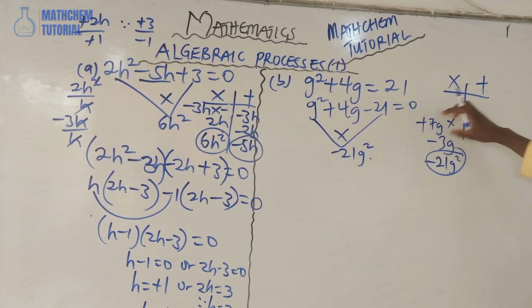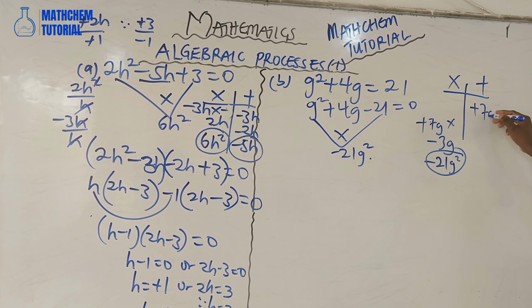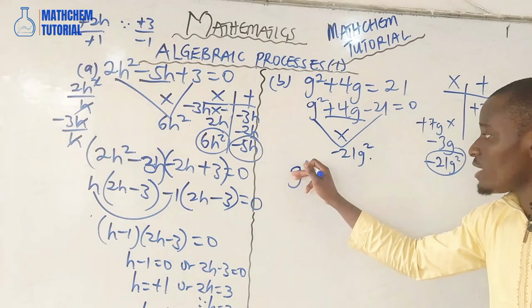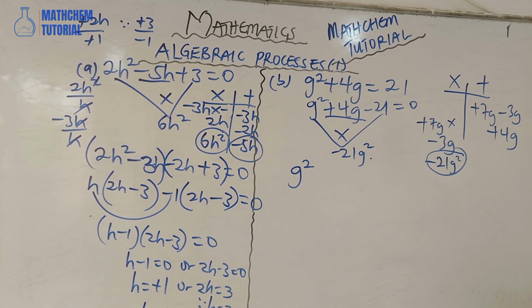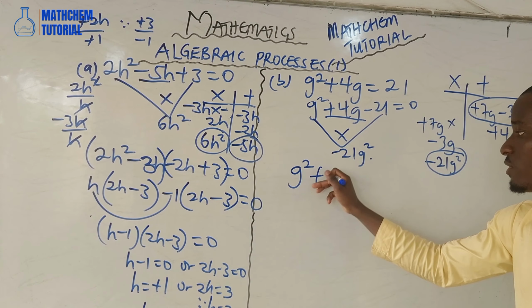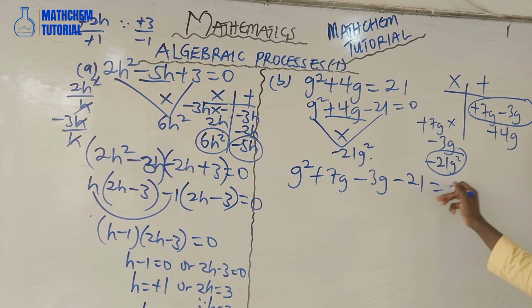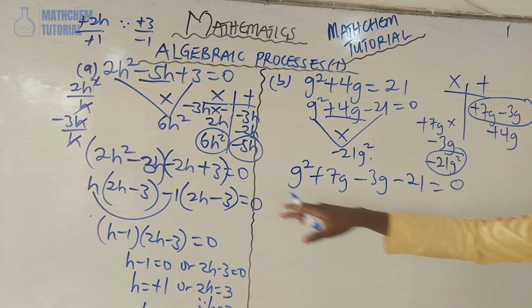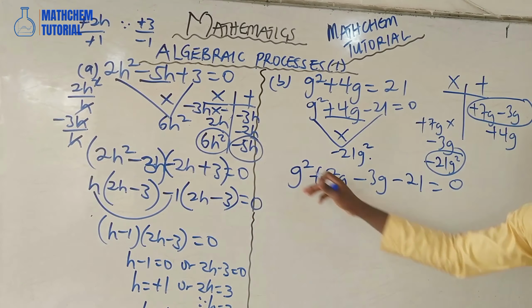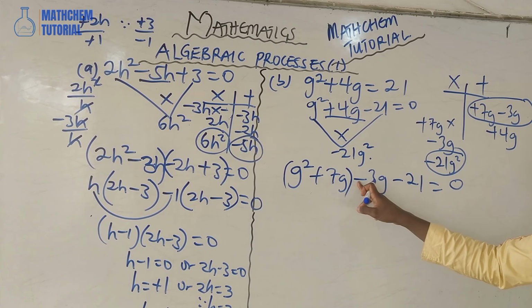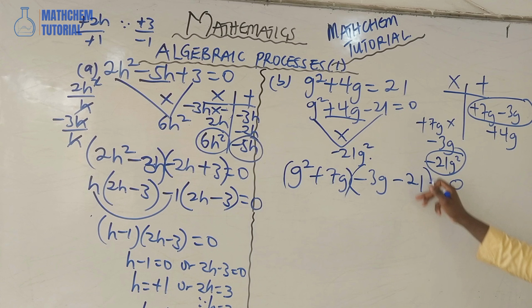Now if I sum up these two values together, plus 7g minus 3g, that's going to give me plus 4g, which represents this value. So I will repeat the equation as g squared, and instead of writing plus 4g, I will replace it with plus 7g minus 3g. So I'll have it here as plus 7g minus 3g, and this minus 21 will be here equals 0. The same way we did this one by putting two brackets there, let's do the same thing here. Brackets here, brackets here. This minus belongs to these 3, so brackets here and also brackets here.